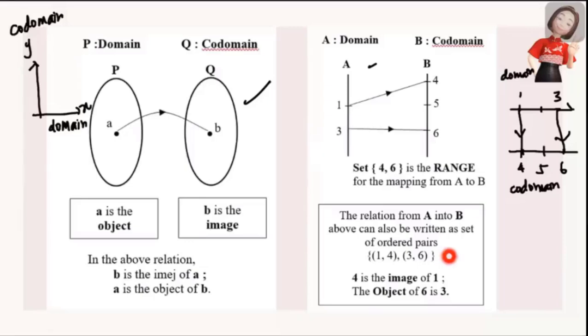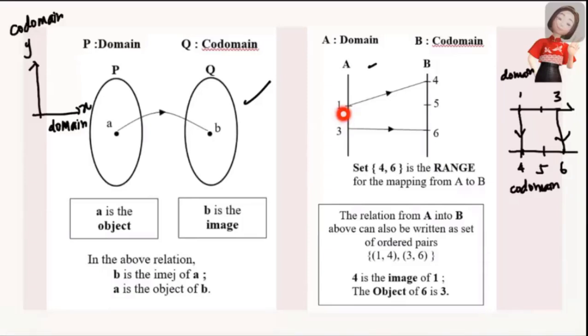So from the ordered pair, 1 to 4. On your x is your object, your y is your codomain or image. They are written in pairs, x, y, like you write a coordinate. So 3 and 6, 3 to 6. So 4 is the image of 1. The sentence here: 4 is the image of 1. This is the image, and this is the object. If the question asks, what is the image of 1?